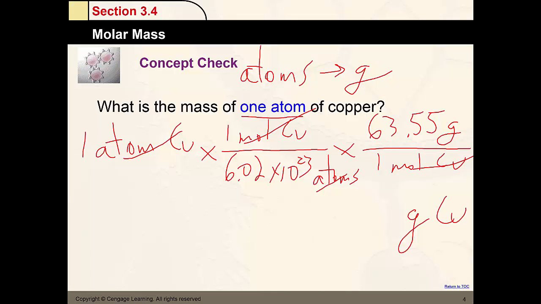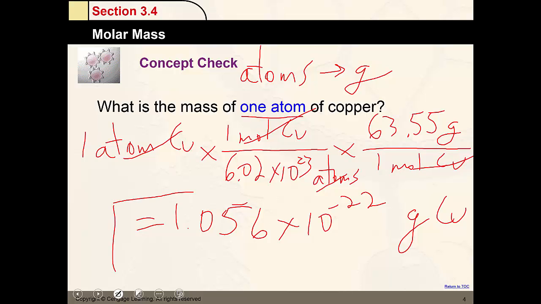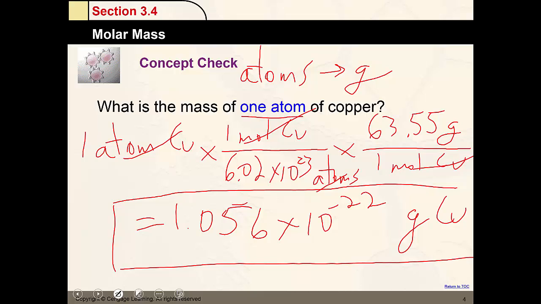The units of moles cancel, so we're left with units of grams. Remember, we divide by everything in the denominator, multiply by everything in the numerator, and when you do that, you get an answer of 1.056 times 10 to the negative 22nd grams of copper. When doing all these problems, you should think about whether your answer makes sense. One atom of copper is definitely not going to be 5 grams or 10 grams or a kilogram. It's going to be an incredibly small mass, since any atom is incredibly small.